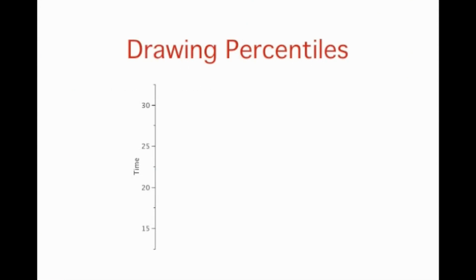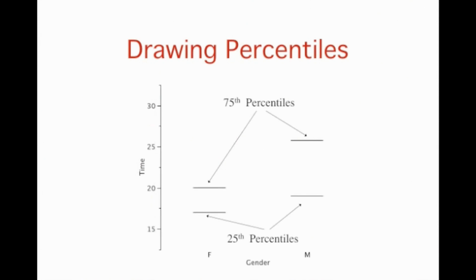There are several steps in constructing a box plot. First, we draw the y-axis. Then we draw lines representing the 25th and 75th percentiles for each gender. Thus, for each gender, the lower line is the 25th percentile, and the upper line is the 75th percentile. For the women, the 25th percentile is 17, and the 75th is 20. For the men, the 25th percentile is 19, and the 75th is 25.75. We can see already that it took men longer than women to name the colors, since both percentiles are higher for the men than for the women.